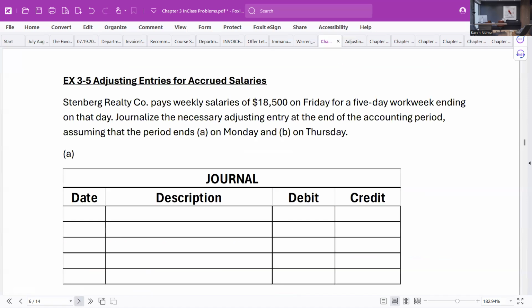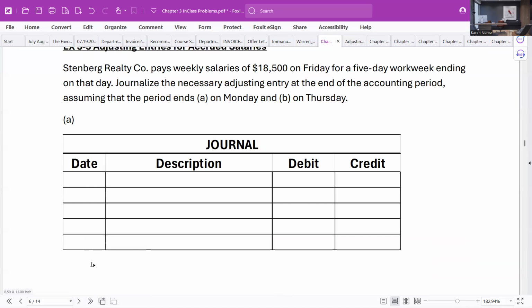Next, we need another adjusting entry for accrued salaries. So we've got a work week. In this case, the work week is Monday through Friday. A 5-day work week, Monday through Friday, cost them $18,500. So $18,500 divided by 5 days. It's a 5-day work week, right? Divided by 5 days means that we're looking at $3,700 per day.